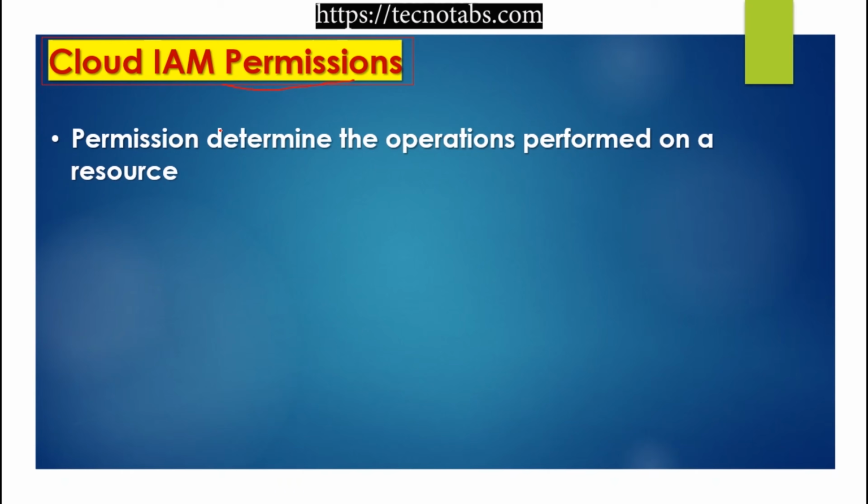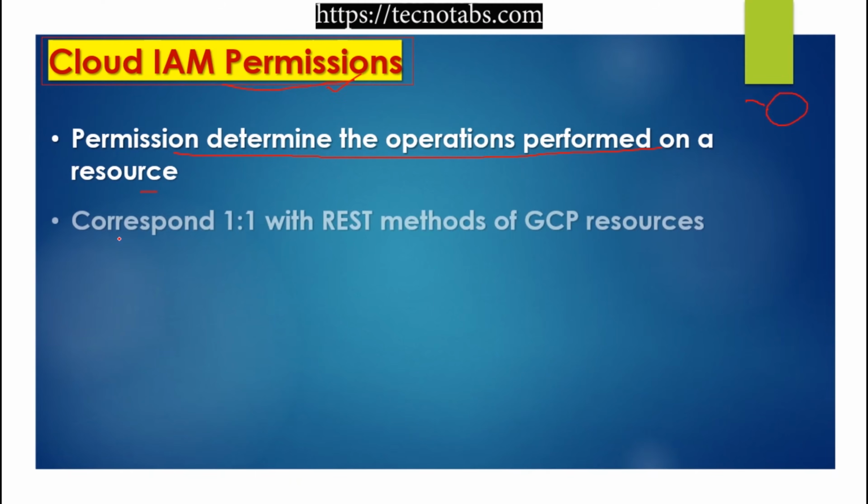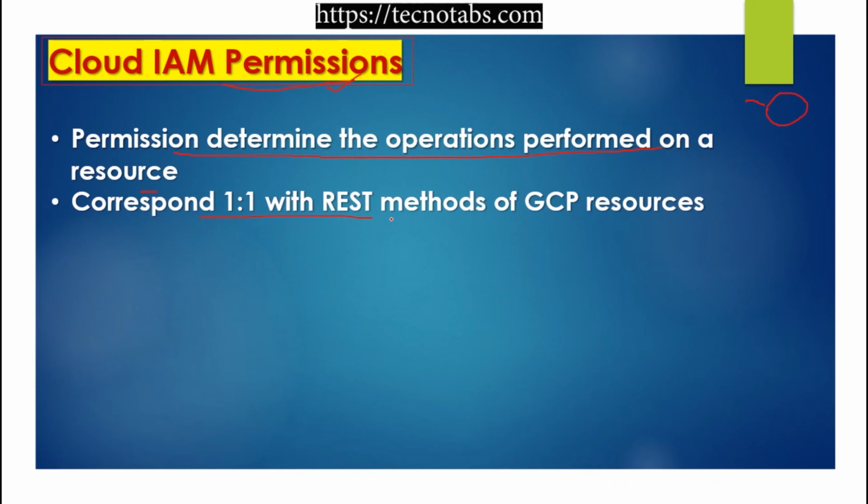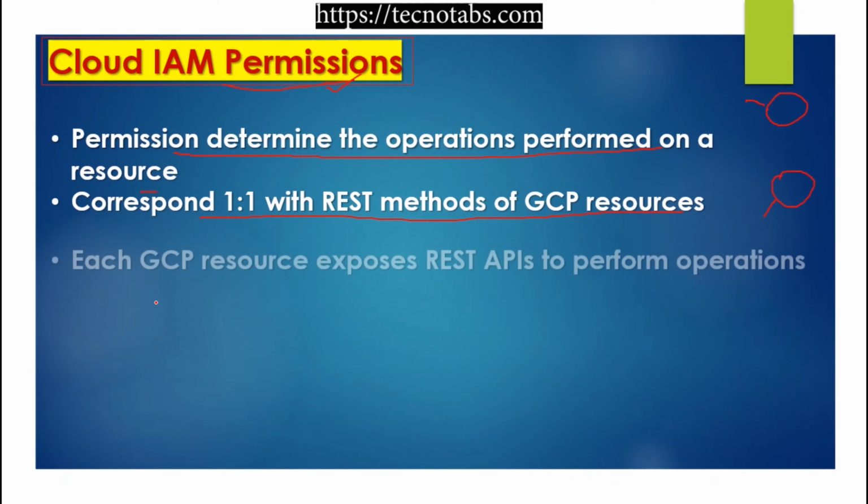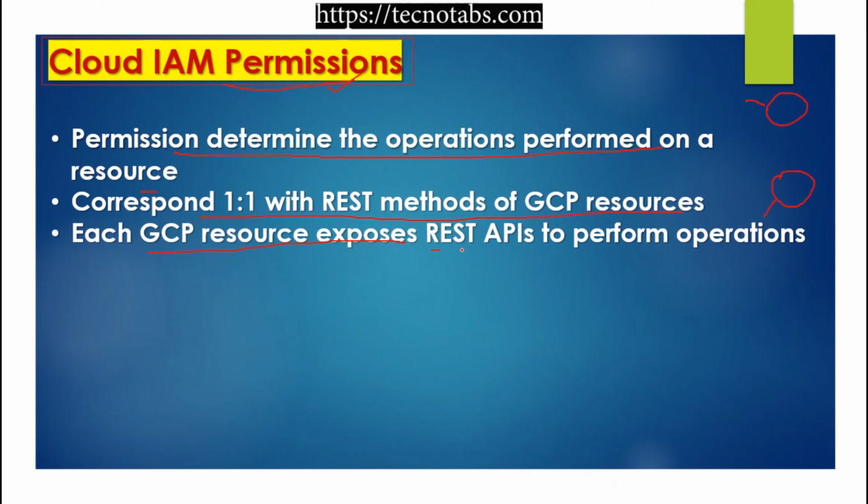Now let's understand about IAM permissions. So permissions determine the operations performed on a resource. Okay, what kind of operations you can perform on this resource, that is defined by the permissions, and this corresponds 1:1 with the REST method on the GCP resource. It means that if there is a resource, there is a REST method that will be exposed by the resource to perform any kind of operation on this resource. So each GCP resource exposes a REST API to perform the operations.